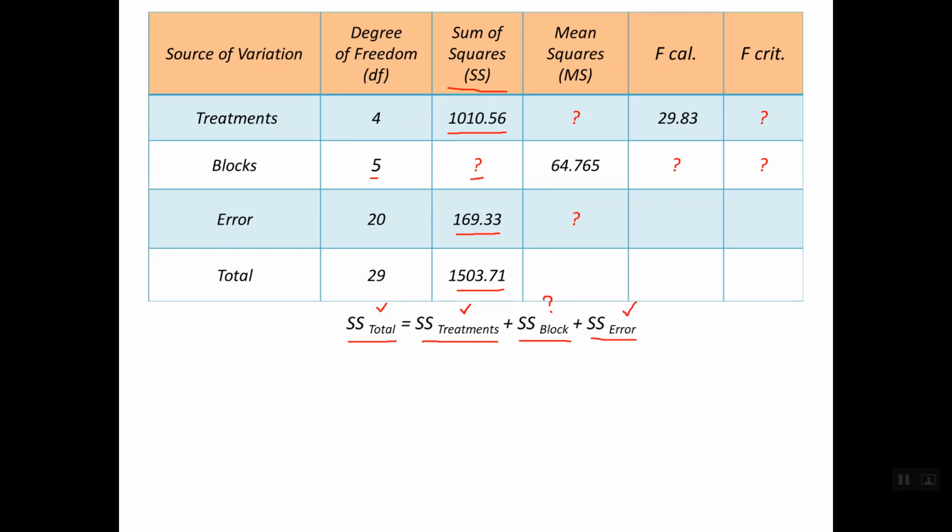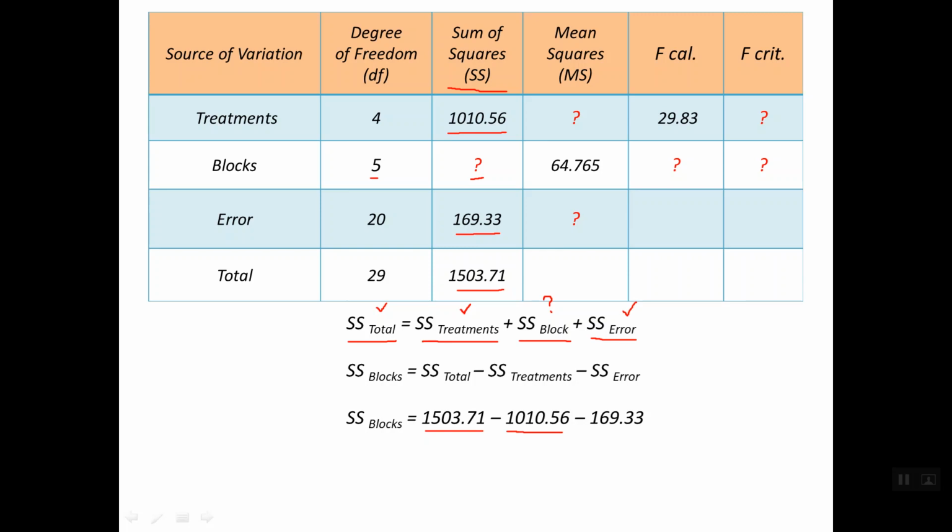So we can keep the SS for the blocks on one side in order to calculate its value. So SS blocks is equal to the SS total minus SS treatments minus SS for the error. This is the SS total. This is the SS for the treatments. And this is the SS for the error. So this is the missing value for the SS for the blocks, 323.82.